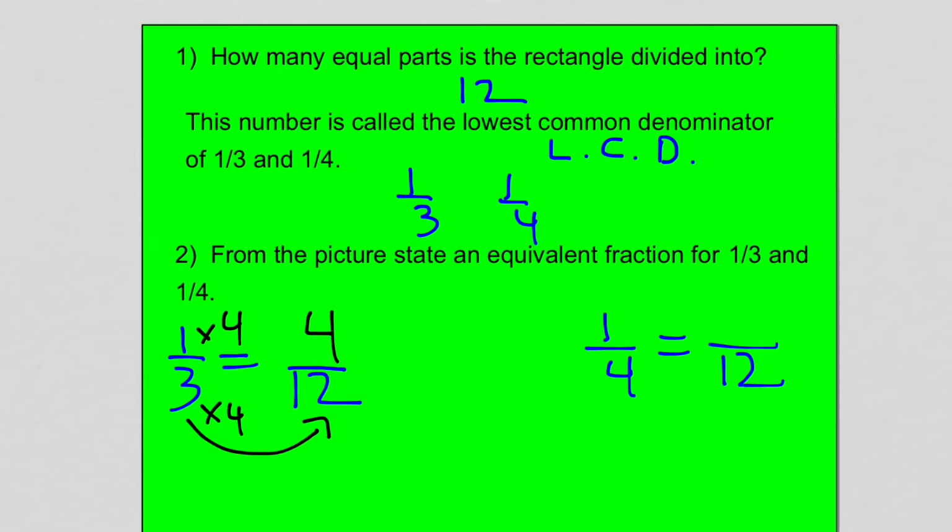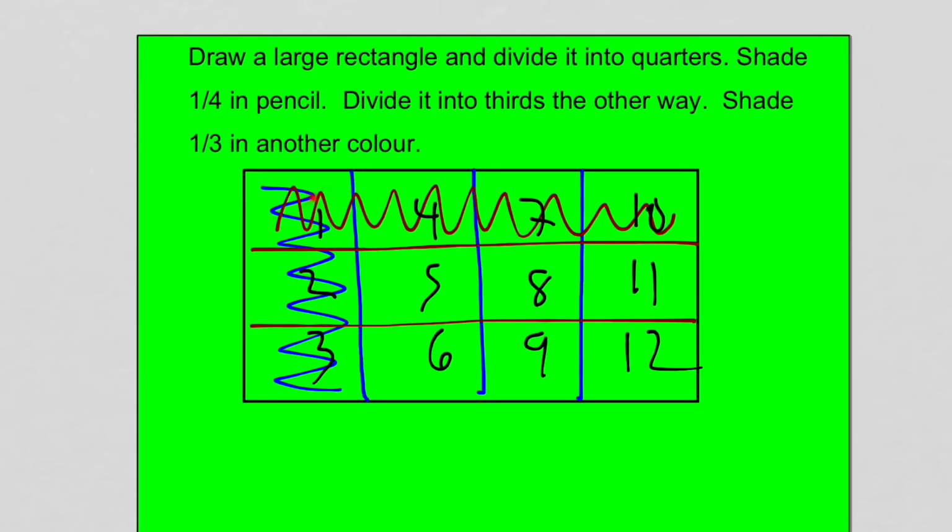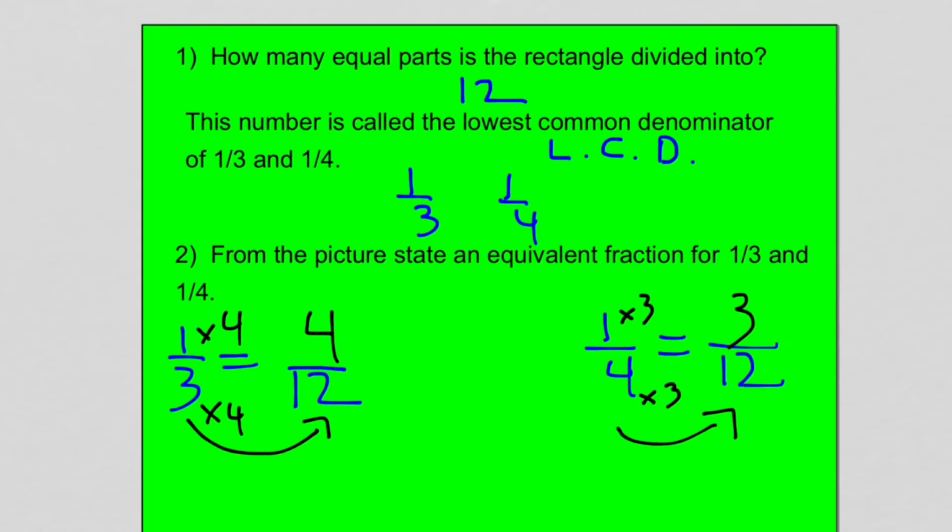And then over here, the fraction 1/4, we go from 4 to 12 by multiplying by 3 and do the same thing to the top, and that's 3 out of 12. So if we go back to the picture, 1/4 is represented by the blue. If we think of the longer rectangle, this blue part represents 1/4 of the rectangle. But if we think of the smaller squares, it also represents 1, 2, 3 out of 12. So those are both equivalent fractions.